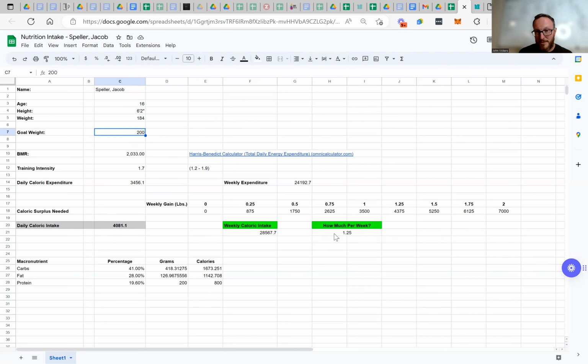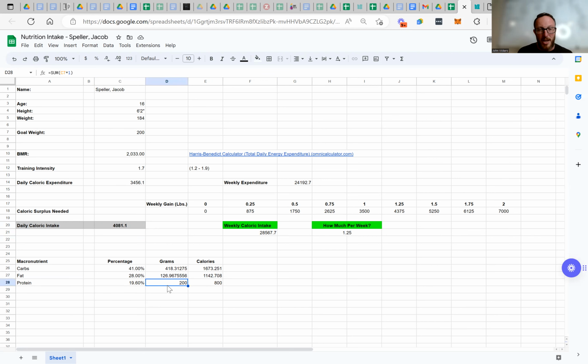So I have to enter how much weight he needs to increase a week, which is 1.25 pounds. That is going to take his daily caloric intake to 4,081 calories per day. Now, you can eat 4,000 calories of carbs and fats with very little protein, and you're going to end up fat. Or you can eat high protein, high carbs with some fats to help the athlete maximize their potential and their recovery. Okay, this is where the fun gets started.